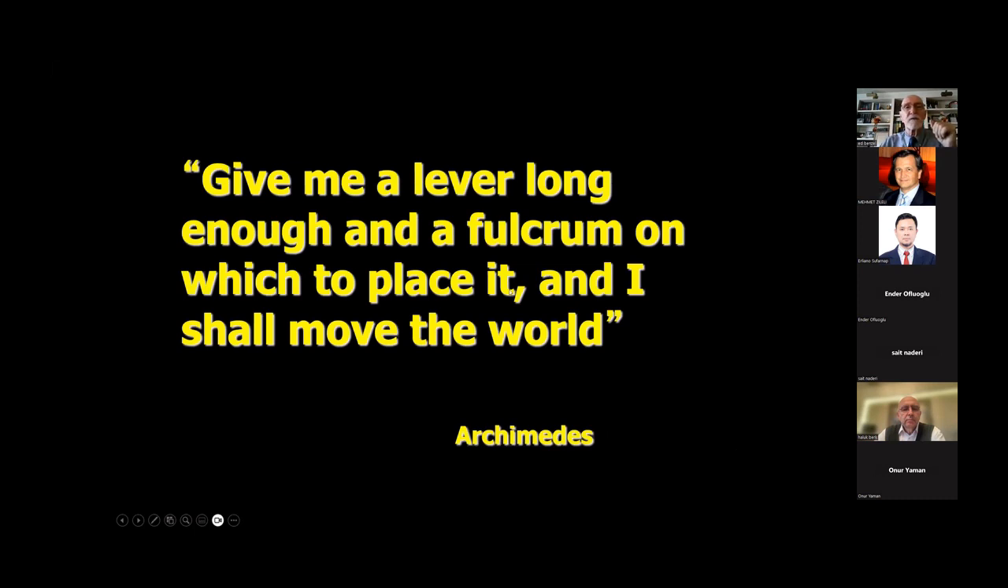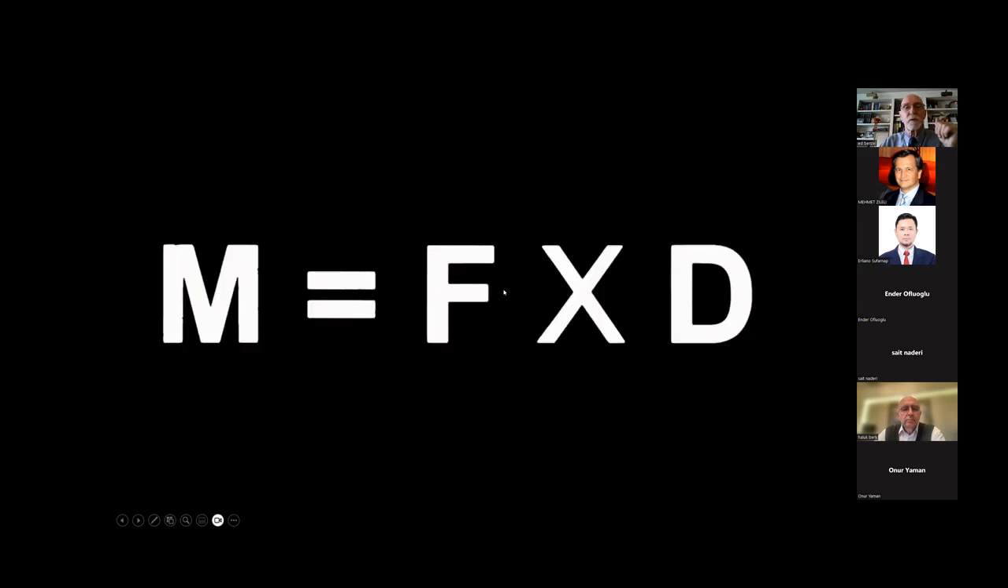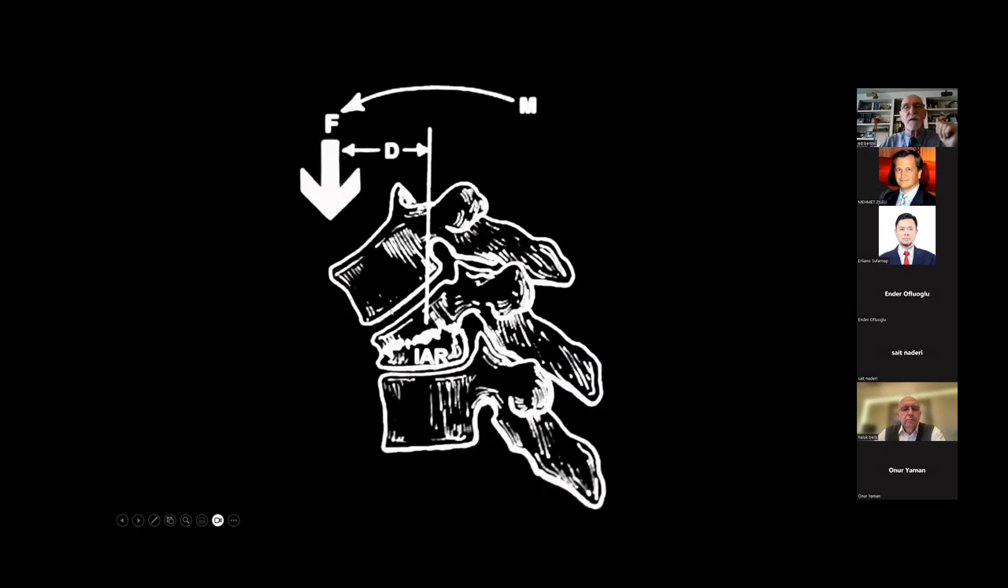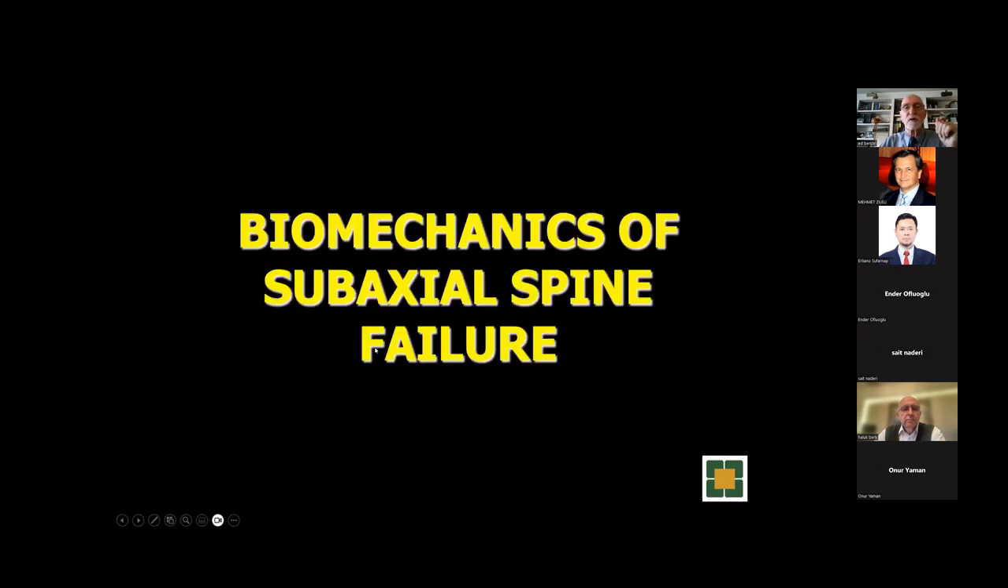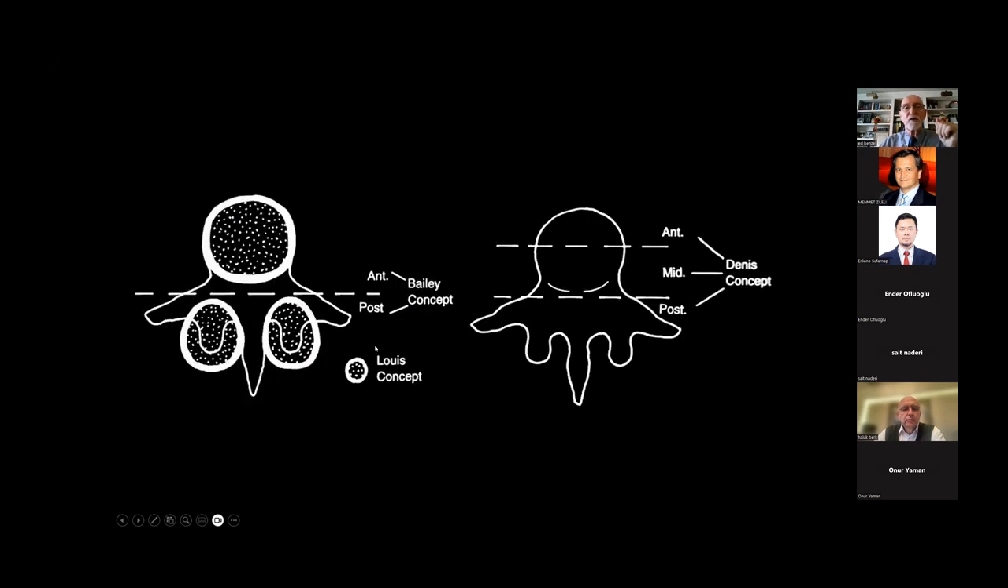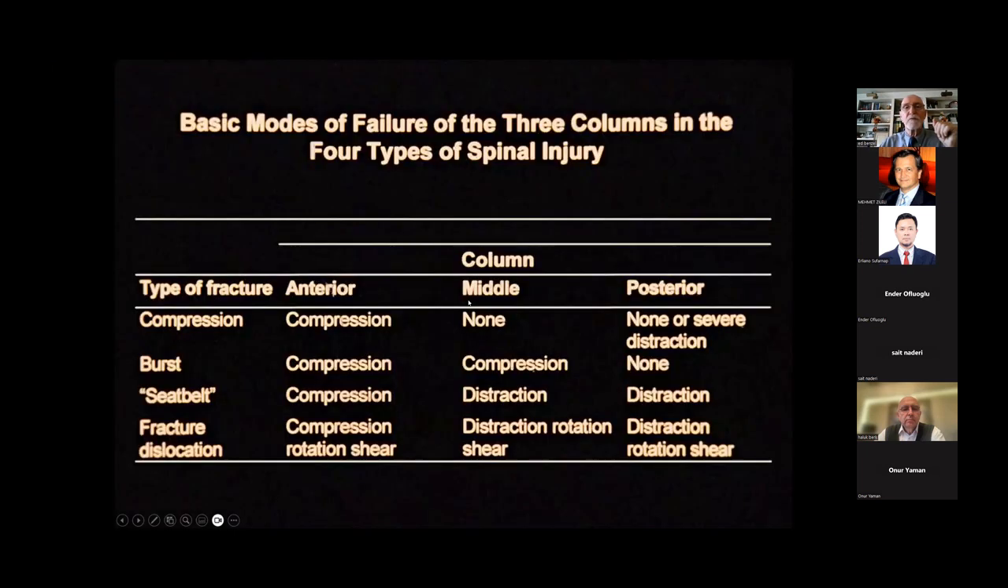Archimedes said, give me a lever long enough and a fulcrum on which to place it, and I shall move the world. Bending moment is the product of force times distance. I've already mentioned that the greater the bending moment, the greater the stress, the greater the chance of failure, as depicted in this cartoon. So with subaxial spine failure, we tend to think of the different types of models, the Denis concept, the Louis concept, Bailey concept. But in reality, we tend to think of anterior, middle, and posterior columns.